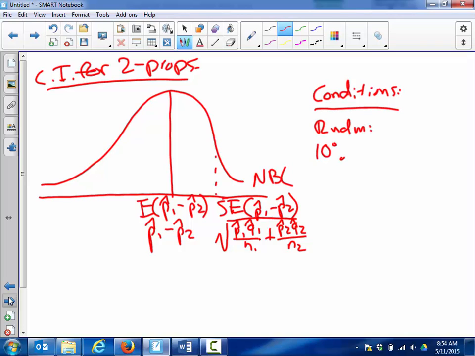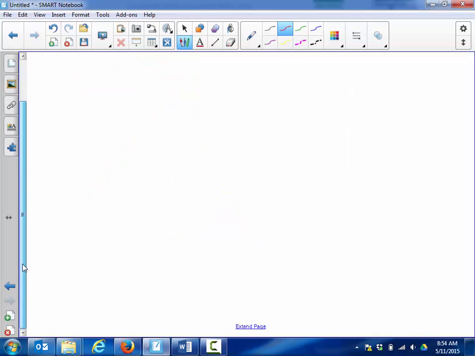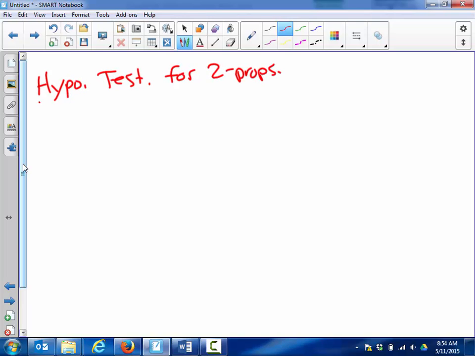Conditions here are randomization. They are 10%. They are success/failure for each of the 2 different populations and the independent groups assumption. All right, so there's a confidence interval for 2 proportions. Now finally, your hypothesis test for 2 proportions.